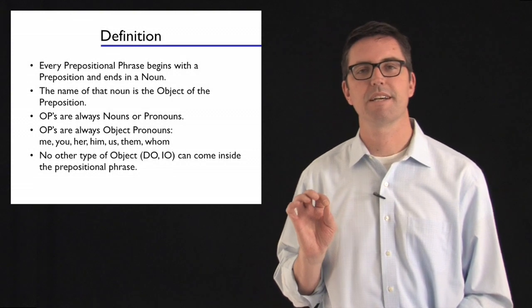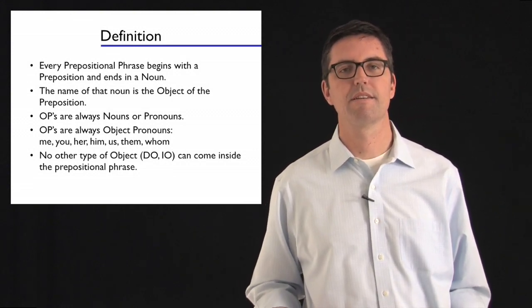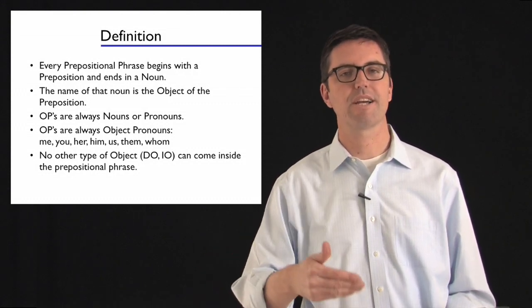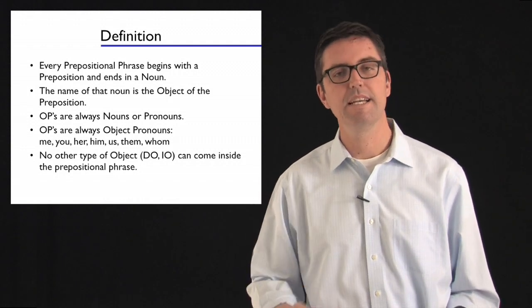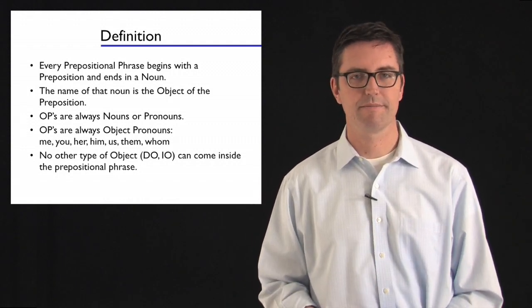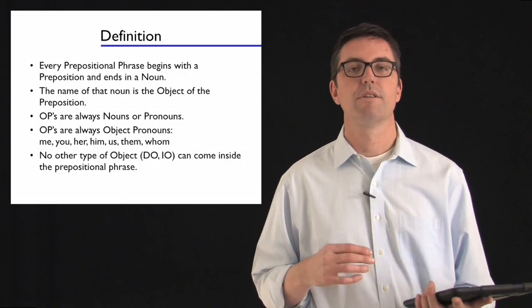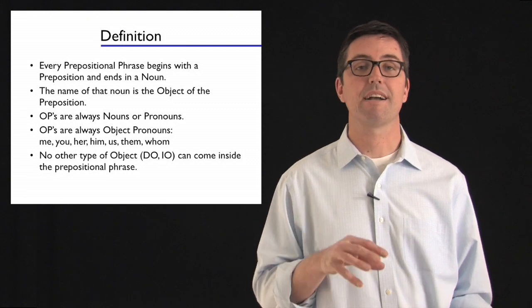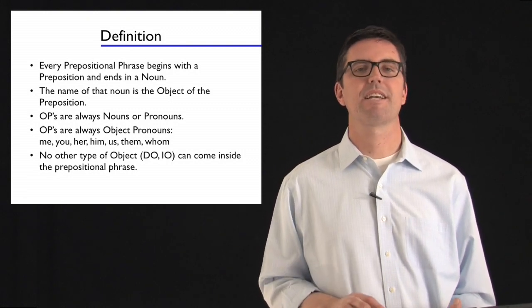By the way, you can tell by the words object of the preposition that it's going to use object pronouns like me, you, her, him, it, us, them, whom. It's not going to use the subject pronouns. Okay. Subjects, direct objects, and indirect objects may not come inside the prepositional phrase. The only parts of the sentence that can come in a prep phrase are objects of the preposition.